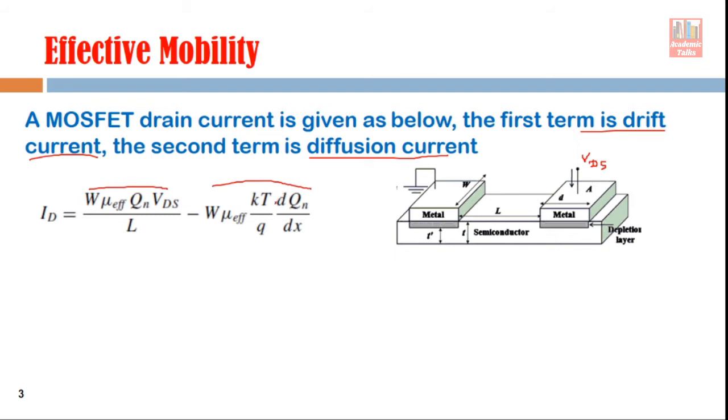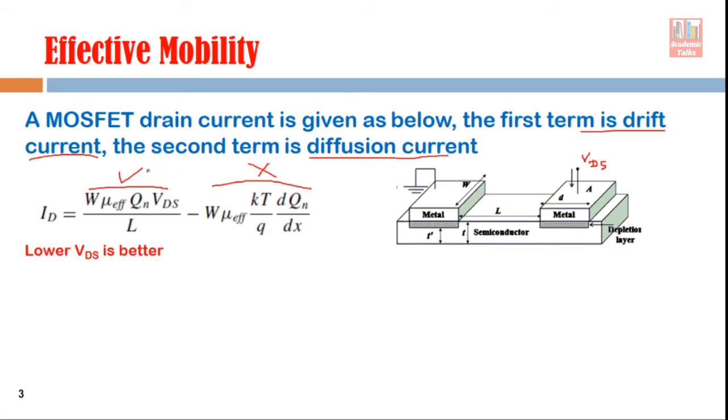You can see this is the diffusion component because there is a concentration gradient term here, while in this component the concentration gradient is not there. Rather you can see there is VDS, the drain source voltage, so this component depends on the drain source voltage magnitude. Most of the time we operate this device in the saturation region, but for simplicity we will consider the case when this drain source voltage is lower. In that case the drift component will dominate, and the diffusion component can be ignored. Remember, this is for simplicity only.